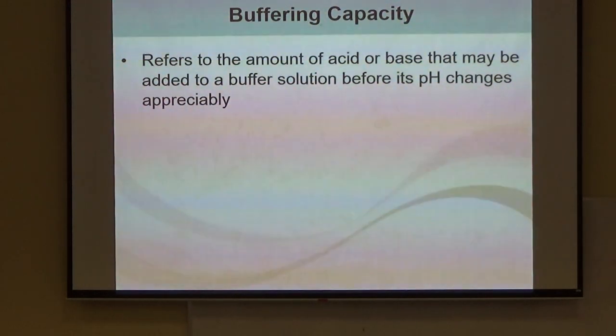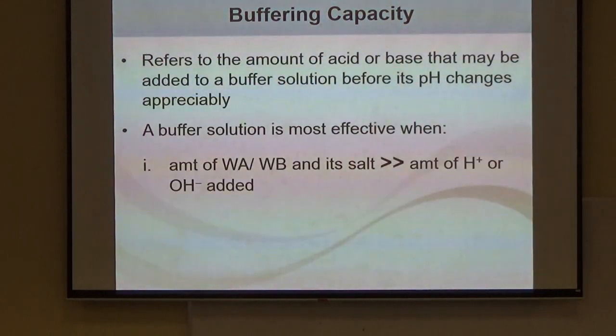So the buffering capacity refers to the amount of acid or base that can be added before the pH changes significantly. A buffer is most effective when the amount of the weak acid or the weak base and the salt is much greater than the amount of H plus or OH minus that is added. One way of doing this is to make the buffer of higher concentration. The other way is simply to use a larger volume, because here we are talking about amount.